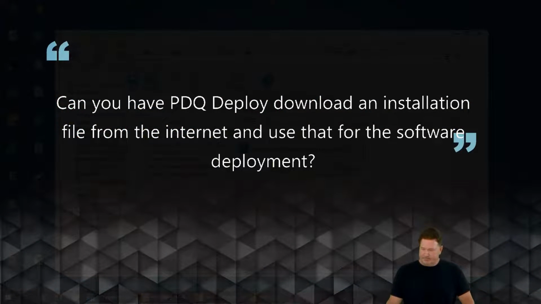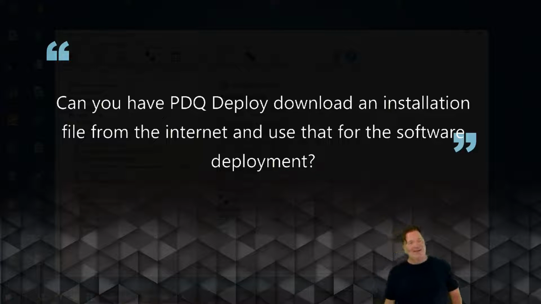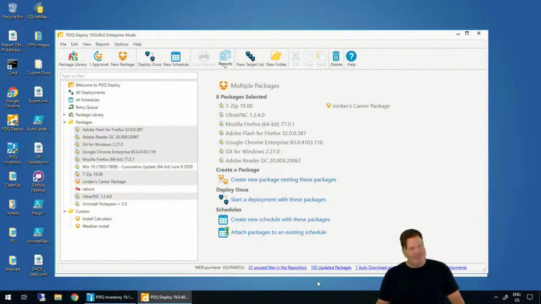All right, speed round continues. Can you have PDQ Deploy download an installation file from the internet and use that for the software deployment? Not natively. PowerShell? You could. If it's something you're going to be using a lot, you can have some sort of web scraper that pulls it down, and as long as it puts it into the file location, the repository where the package is looking, it would work. But it's going to require a lot of setup that's not really PDQ related. It's more a PowerShell or other method to get it in.